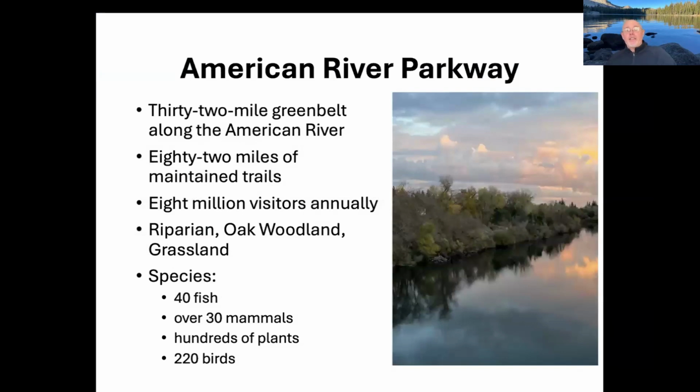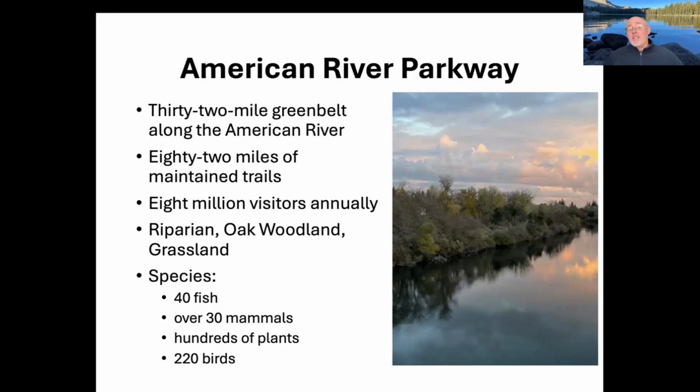And all along the river is the American River Parkway. This is a 32-mile greenbelt along the American River, and there are 82 miles of maintained trails. There's 8 million visitors annually to the parkway, so it's well used and well visited. And it includes many different kinds of habitats, of course riparian, but also oak woodland, grassland, and so on. And it's quite diverse, the parkway.